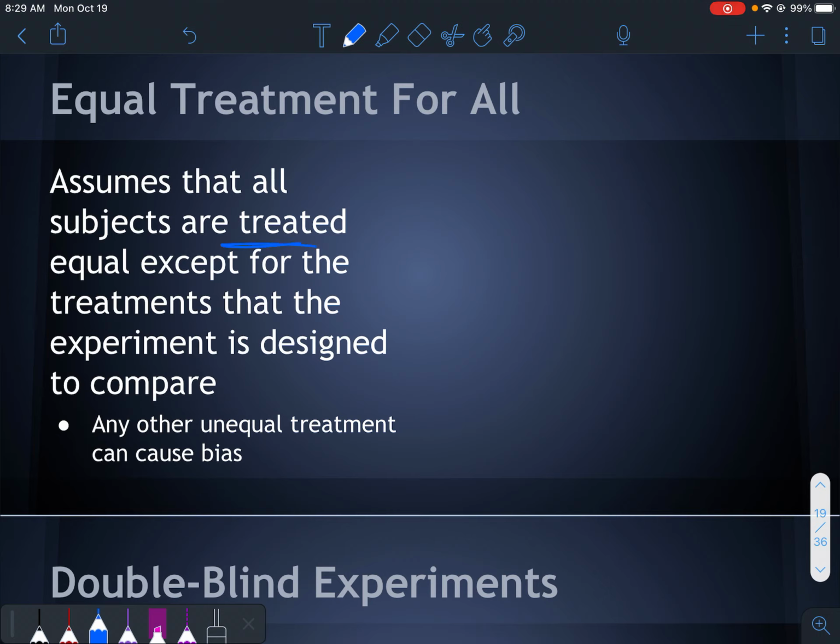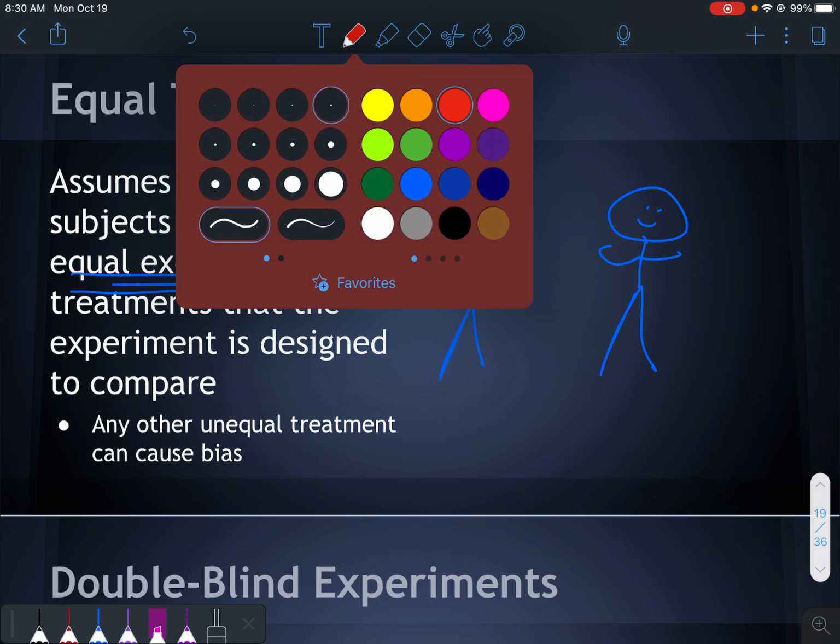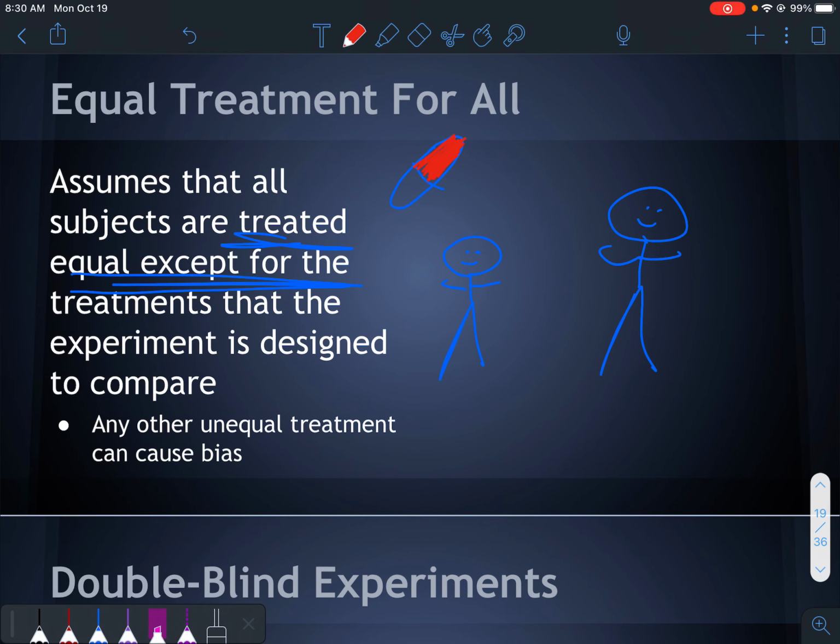Equal treatment for all. This assumes that all subjects are treated equal except for the treatments that the experiment is designed to compare. Any other unequal treatment could cause bias. So basically what this means is our two individuals that we were talking about, every interaction that they have with their doctor or their researcher is the exact same, even down to the pills that they're taking. So we're talking about a quality of life pill. The pill is going to look the same, taste the same, feel the same, weigh the same. Everything about it is going to be the same except the active ingredient.